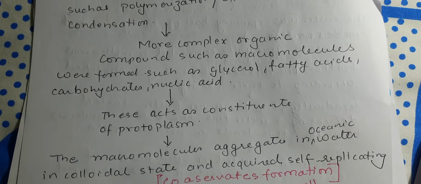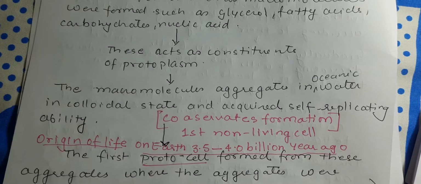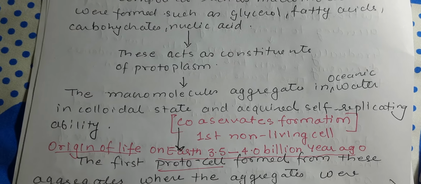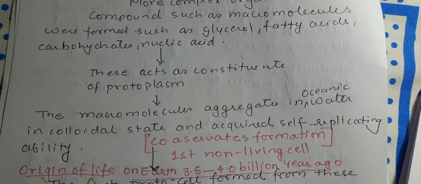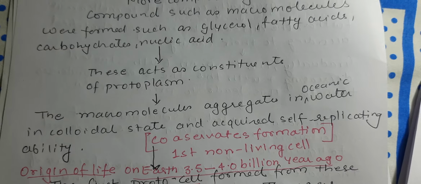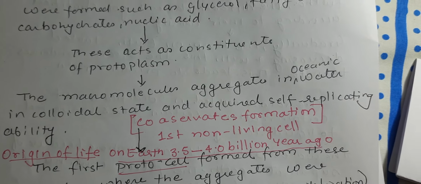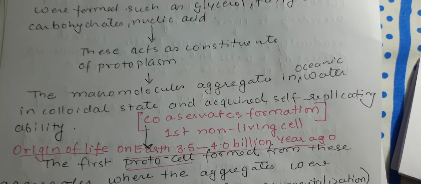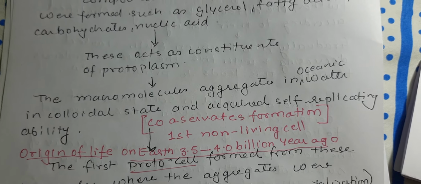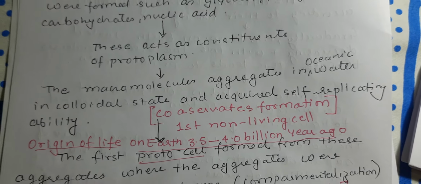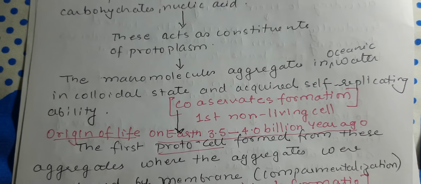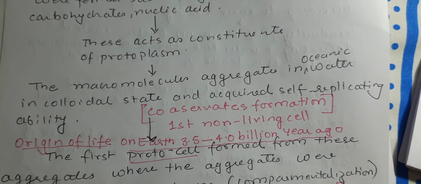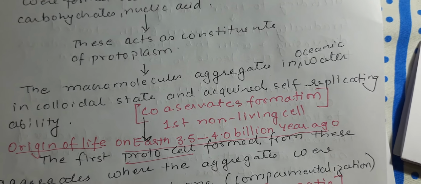So these act as a constituent of protoplasm, and macromolecules aggregate in the oceanic water in the colloidal state and acquire self-replicating ability. So this is where the first coacervate formation, that is the first non-living cell known as coacervate, is formed, and this is what we say is the origin of life on the earth, which began 3.5 to 4 billion years ago.